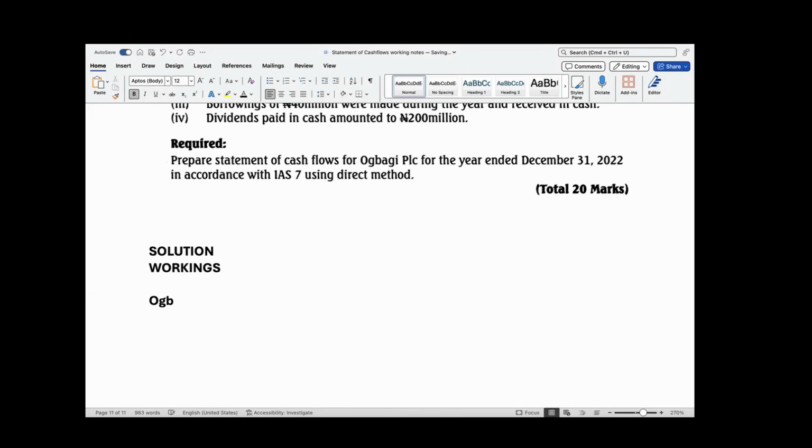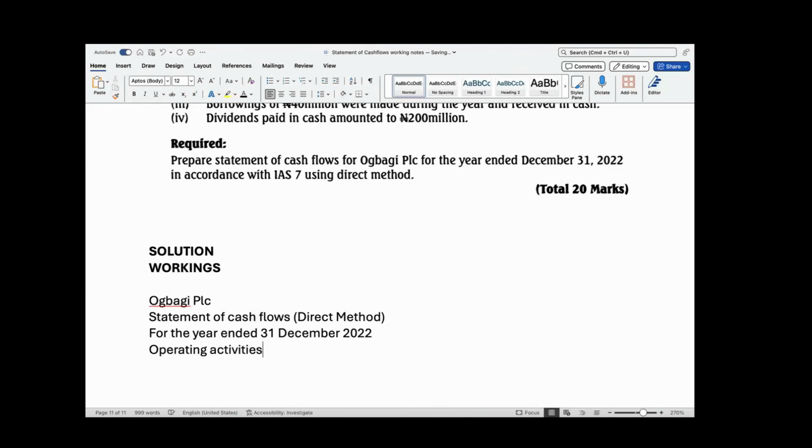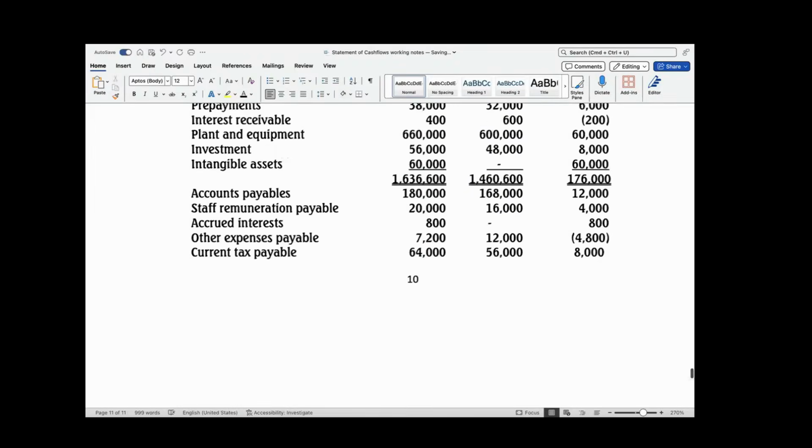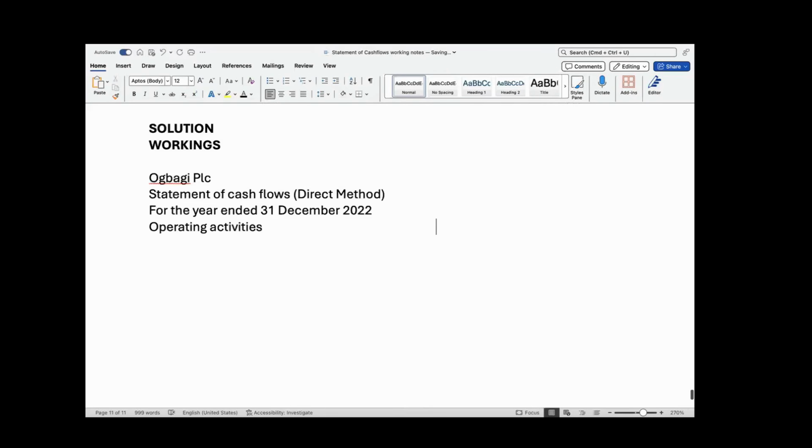So let's look at Ogbagi PLC. I'm preparing my statement of cash flows using the direct method for the year ended 31st December 2022. Operating activities. And the level of rounding is in thousands.